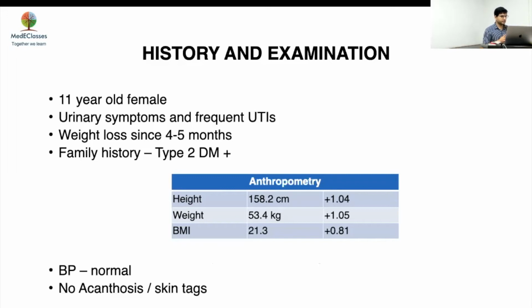So we recently had an 11-year-old female who presented with urinary symptoms and frequent UTIs. She had lost a lot of weight, around 4 to 5 kgs, in the past 4 to 5 months. There was a family history of type 2 diabetes. If you look at the anthropometry, her BMI SDS is 0.81, and that means it's more in the overweight category. The BP was normal, and there were no signs of any insulin resistance, such as acanthosis or skin tags.